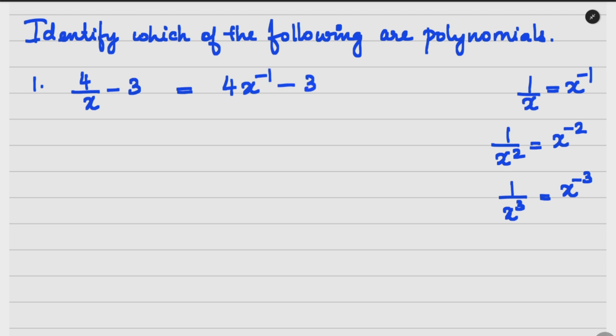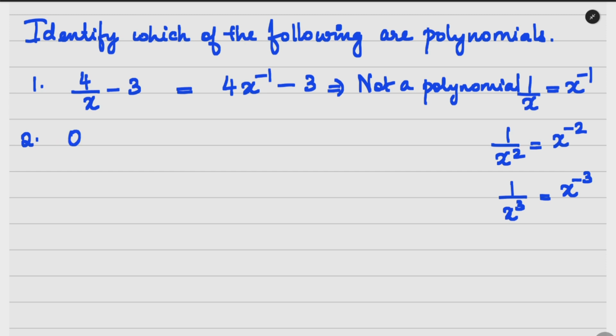Now look at the power of the variable. Where is the variable here? x is the variable. And look at the power. The power is minus 1. Is minus 1 a whole number? No, it's not a whole number. Whole numbers always begin from 0: 0, 1, 2, 3 and go on. So here, therefore, this is not a polynomial. Right? Let's see the next question.